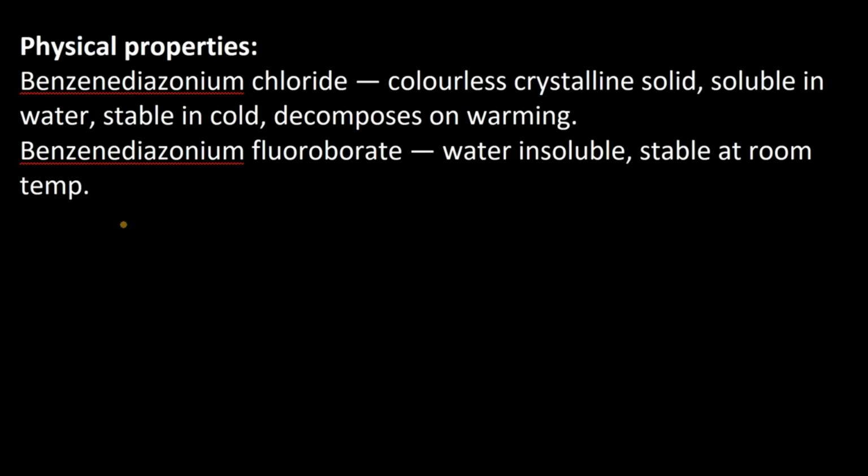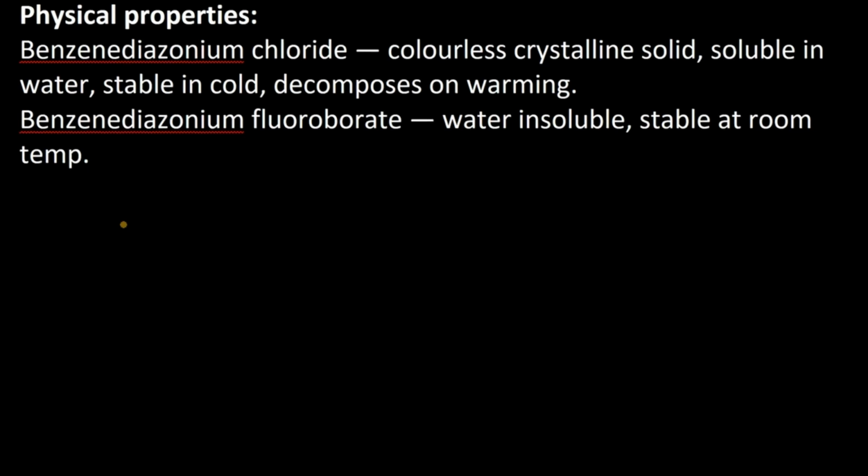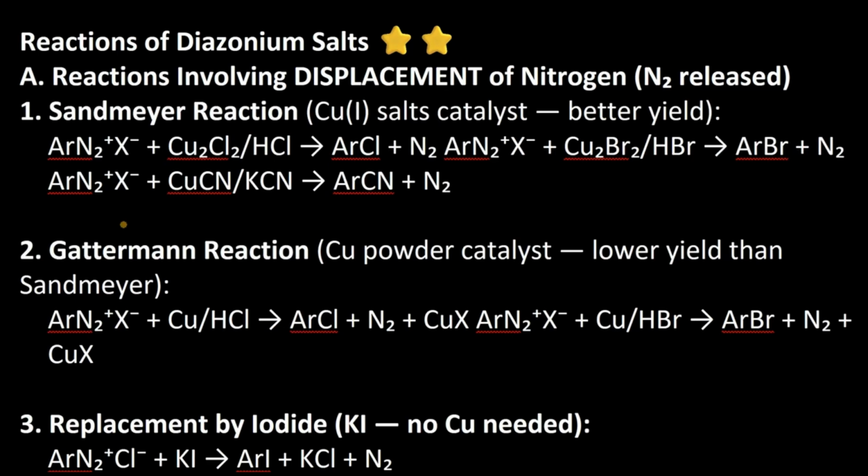Physical properties of diazonium salt: it is colorless, crystalline. Benzene diazonium fluoroborate is water soluble and stable at room temperature. Here we have to see important reactions like the Sandmeyer reaction and the Gattermann reaction. There is a slight difference in these reactions. In Sandmeyer, we will be using a copper(I) salt as a catalyst along with HCl, the salt Cu2Cl2, to get a better yield. In the Gattermann reaction, we will use copper and HCl separately.